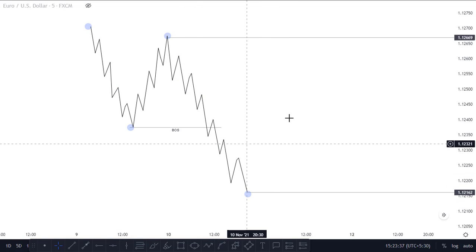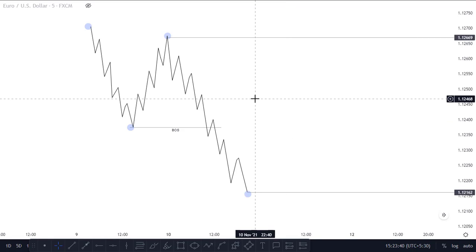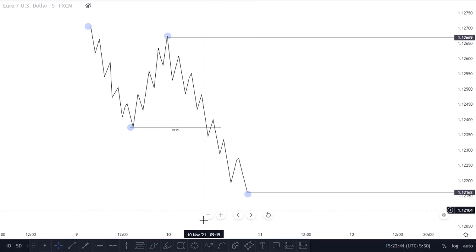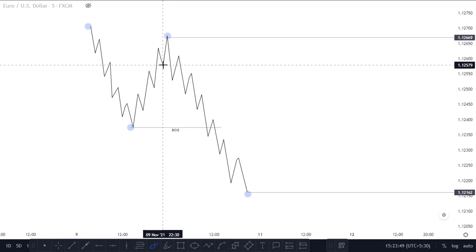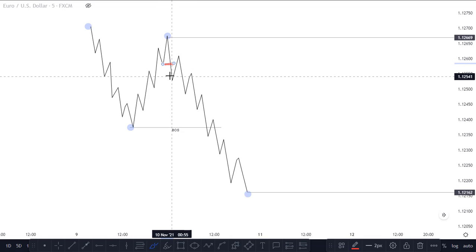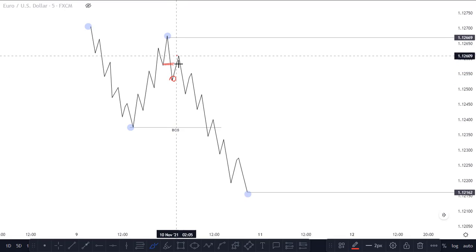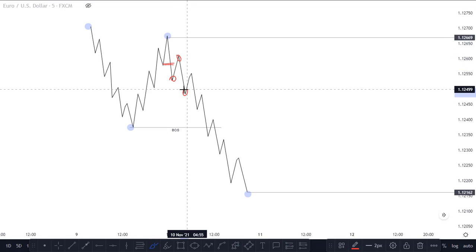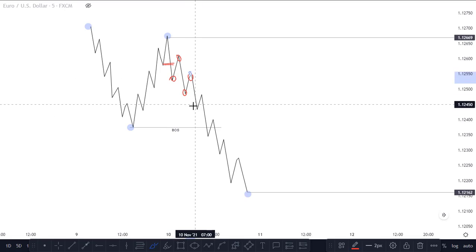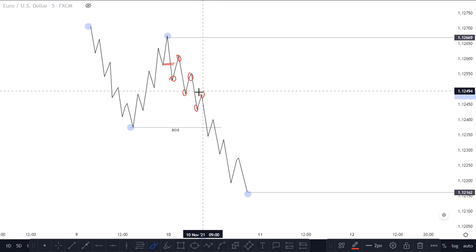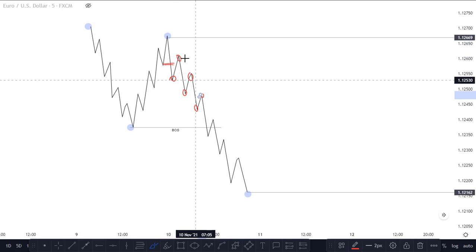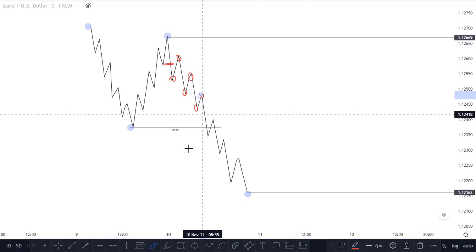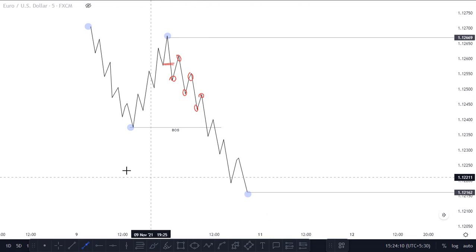Now with that in mind, what do we call internal structure and range structure? As market is pushing down, you clearly see that you have got a small break of structure here, and the market created a lower low, lower high, lower low, lower high, lower low, lower high. Now look at this structure we have here. It is taking place before we have a break of structure.